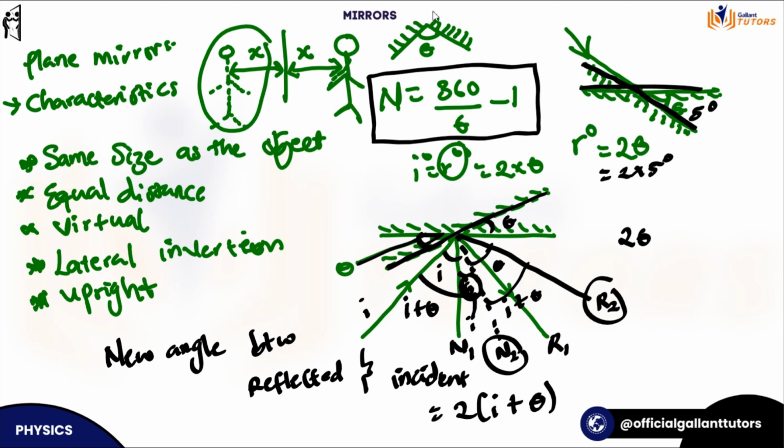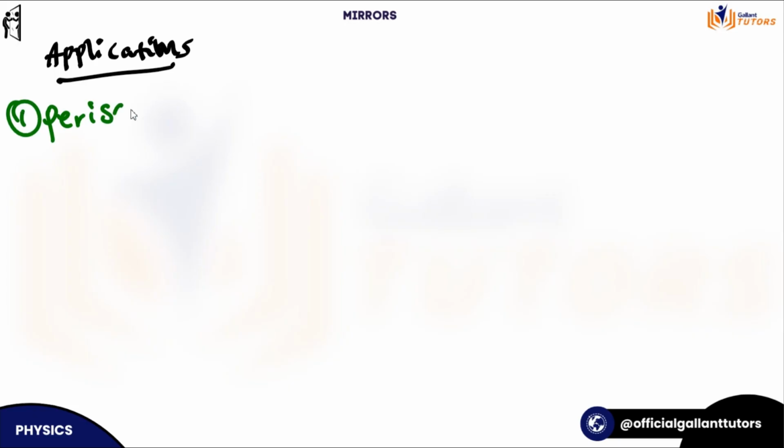Now let me tell you some of the applications of mirror that you have to take note of. One is the periscope, right? First off, what is periscope used for? Periscope is simple. Periscope is used for observing objects above or below the normal level of vision, right?